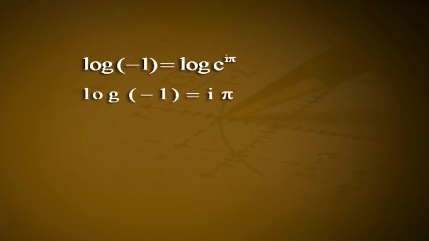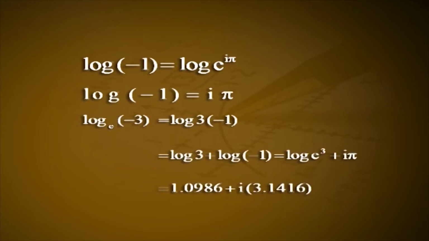This result is useful for evaluating the logarithm of a negative quantity. For example, log minus 3 base e is equal to log of 3 into minus 1, which is equal to log 3 plus log of minus 1, which is equal to log e to the power of 3 plus i pi, which is equal to 1.0986 plus i into 3.1416.